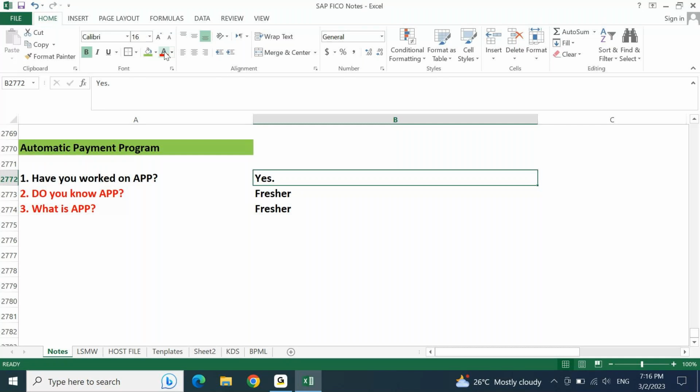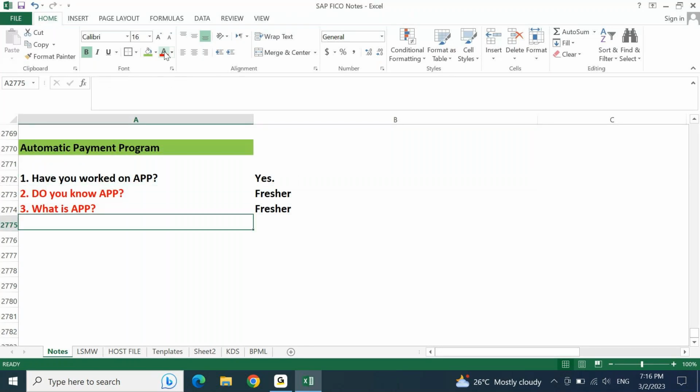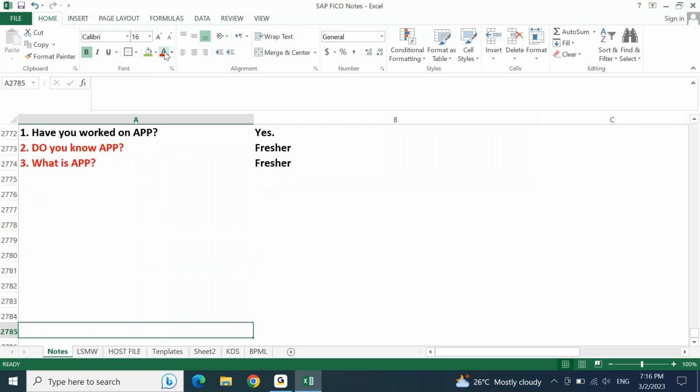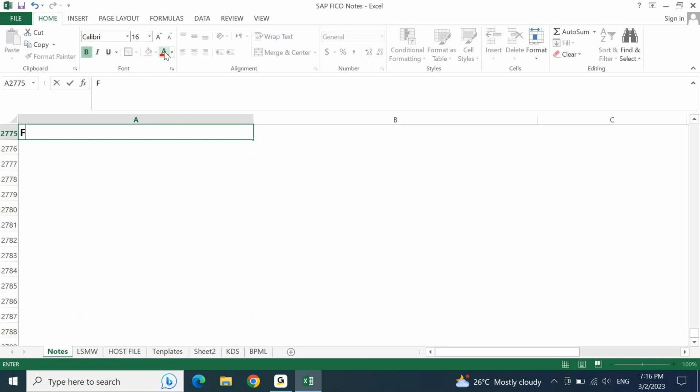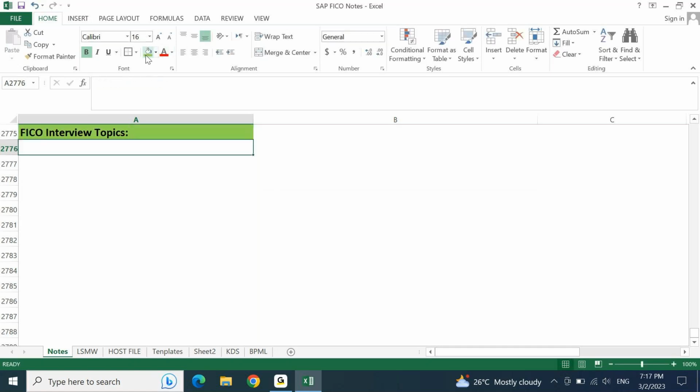This is where most of the people will lack, because there are certain topics for interviews. Even if you Google, people circulate FICO interview questions on different platforms. You will get interview questions company wise: X company FICO interview questions, Y company, Z company. But from those interview questions, what you are looking at is the topic again.